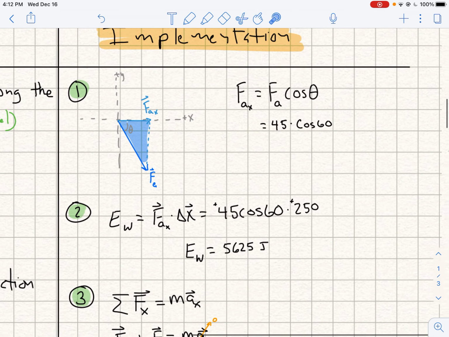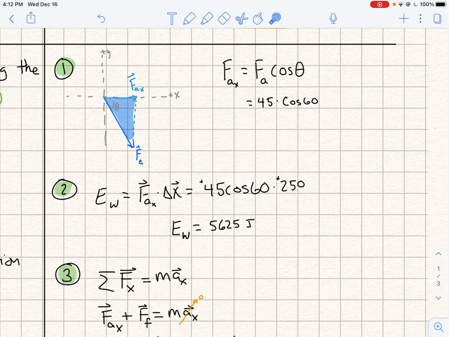So what I've done over here is I have drawn the applied force and then its x component. To find the x component, this is the adjacent side of our triangle, and therefore we're going to use the cosine function. When I solve for the applied force in the x direction, it's going to be the applied force times cosine theta, which of course in our case is 45 newtons and 60 degrees here.